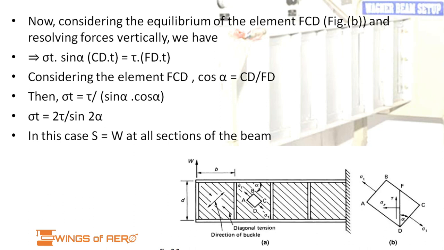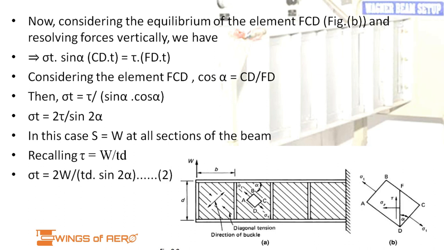In this case, we are assuming that the shear force is equivalent to the load W at the section of the beam. Now replacing S with W, we can write tau equals W by t d. Substituting equation 1 in the previous equation, we get sigma T equals 2W by t d into sine 2 alpha.